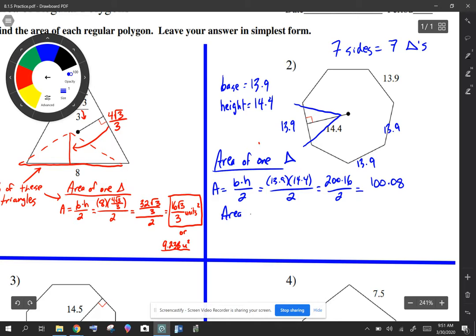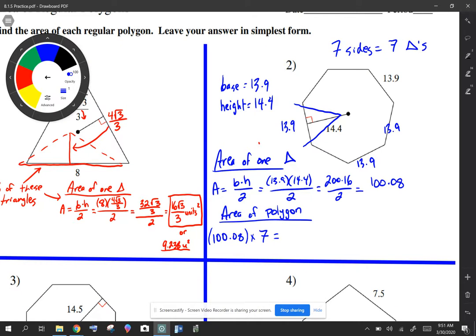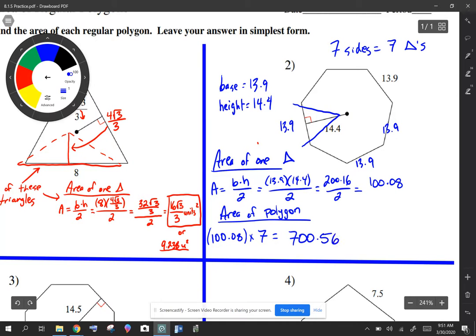The area of the polygon is going to be those 7 triangles. So when we take that 100.08 and multiply it by 7 for the number of triangles, that will tell us what the area of the entire polygon is, which is 700.56. And we'll go with units squared.